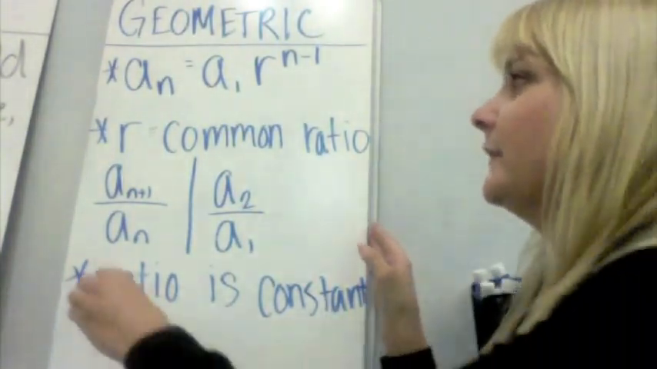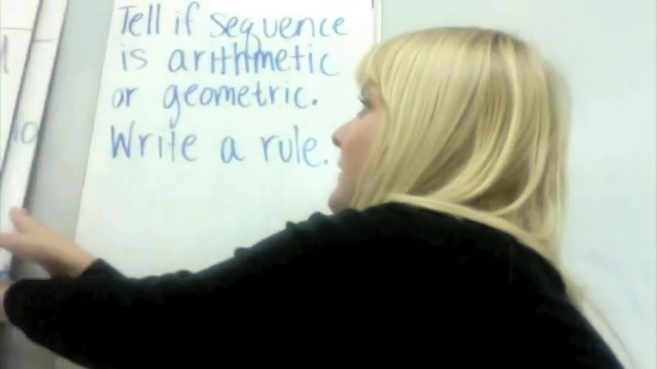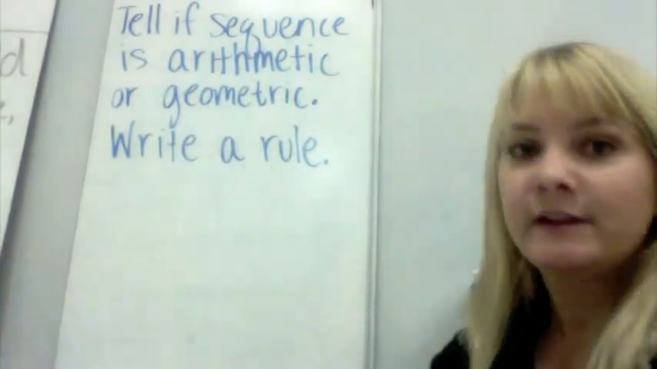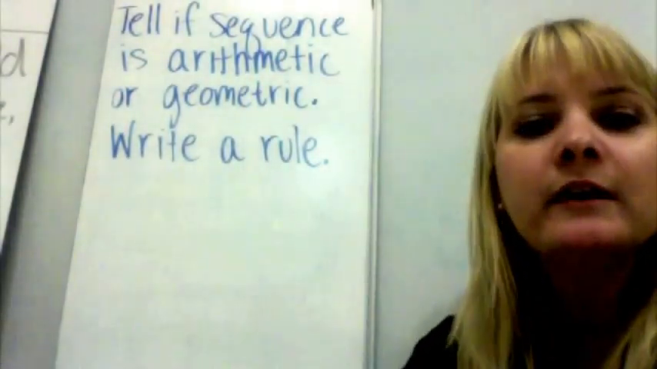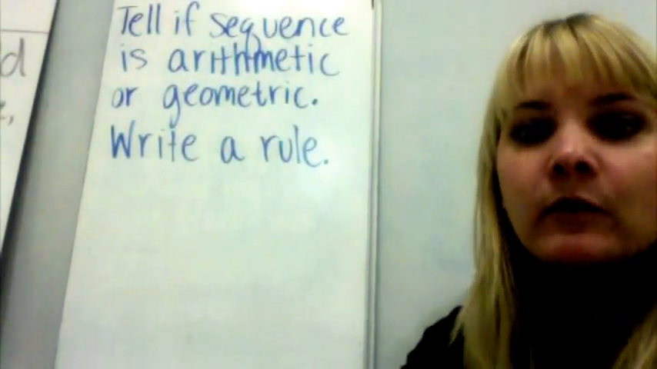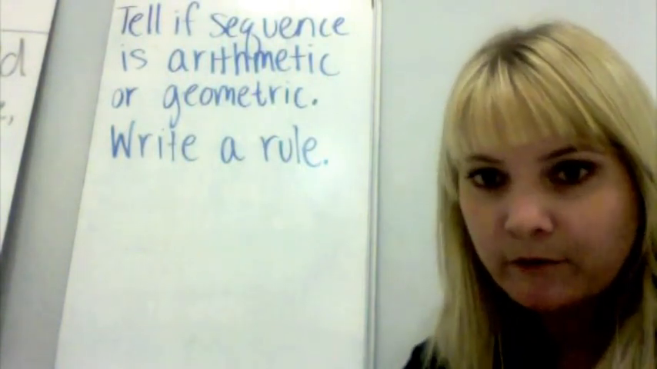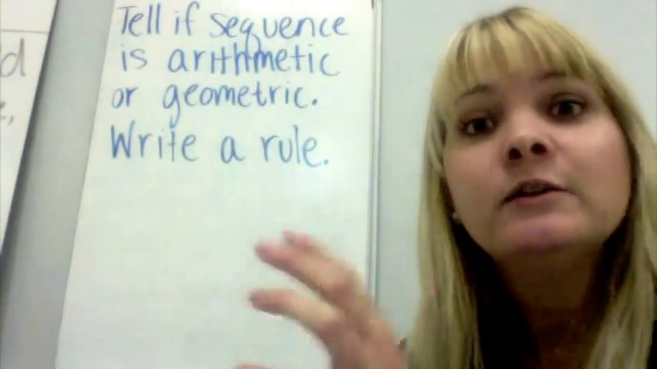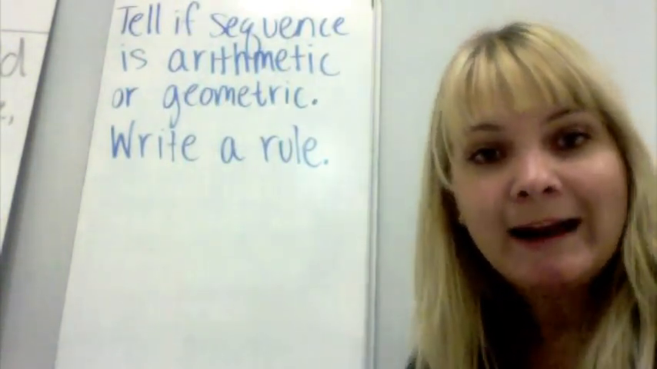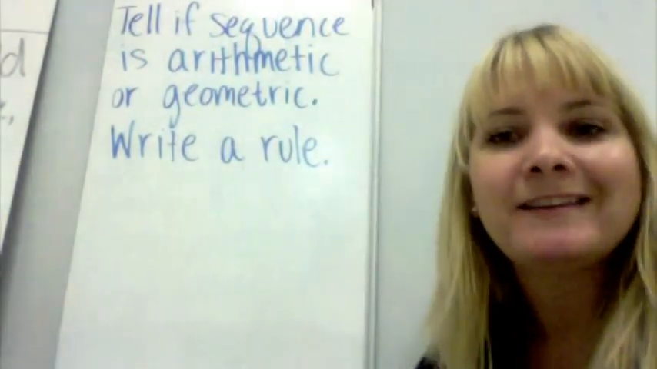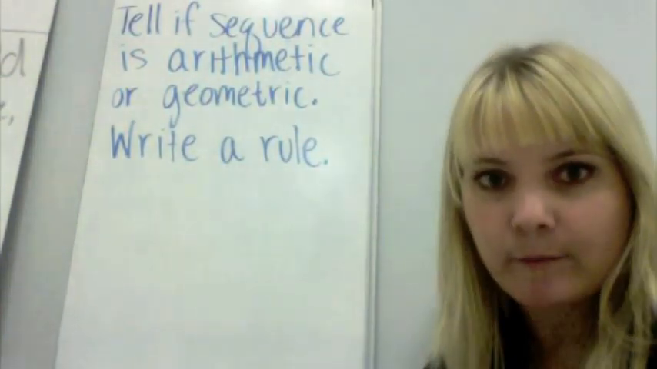All right, so for today we're going to be taking a look at the question. We're going to tell if a given sequence is arithmetic or geometric, and then we're going to write a rule for it. When we write the rule, we'll be using either the geometric sequence formula or the arithmetic sequence formula. But once again, you can also do these by hand, and some are easier to do by hand with guess and check, but for some it's nice to have the given formula, so you can just plug in those values and move on from there.